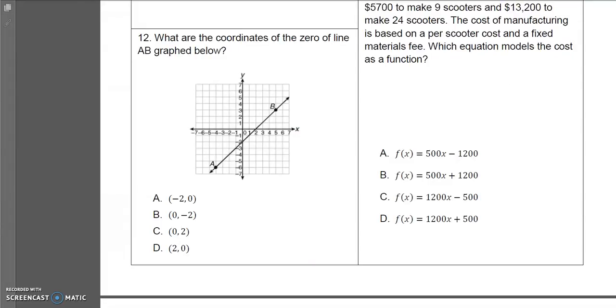Okay, number 12 says, what are the coordinates of the 0 of line AB graph below? Okay, remember the 0, root, solution. The roots, the zeros, the solution, they all mean x-intercept. So again, all I have to do is find where it's crossing my x-axis, and the point coordinate for that point would be 2, 0. So look at my answer choices, and D would be it.